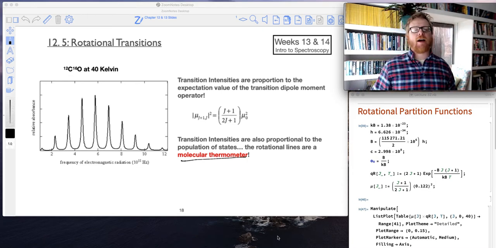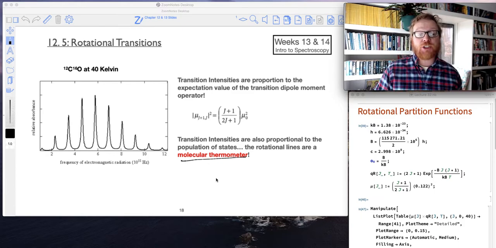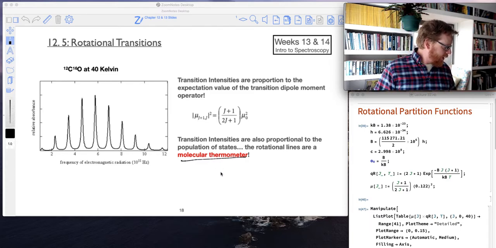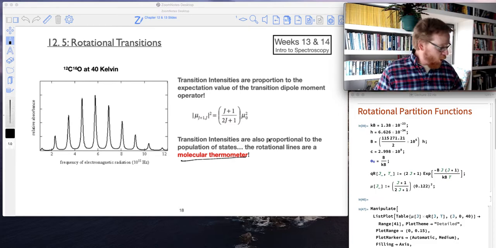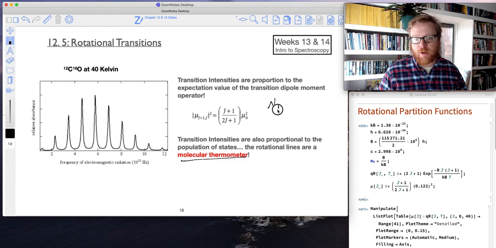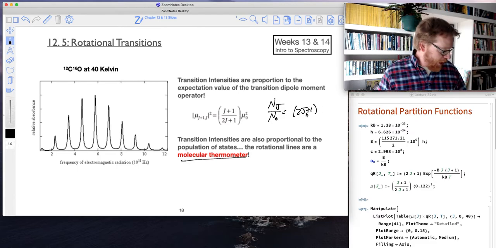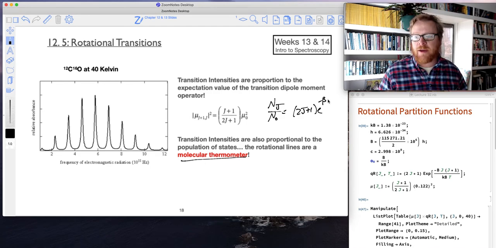And where I left off last time was I just briefly mentioned that we can use rotational spectra as a molecular thermometer. That's due to the population of states. So recall in the Boltzmann distribution, the number of molecules in state J divided by the total number of molecules, for the rotations, is going to go 2J plus 1 for the degeneracy, of course, times e to the negative beta times the energy of a rotation, J, okay?